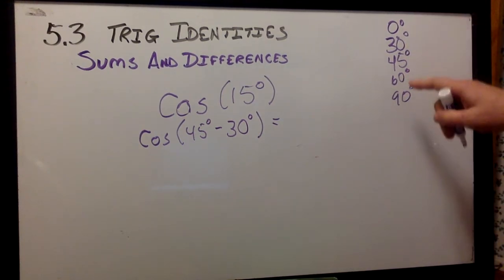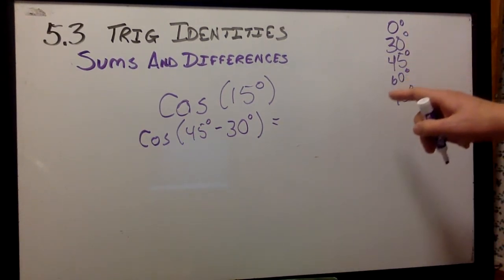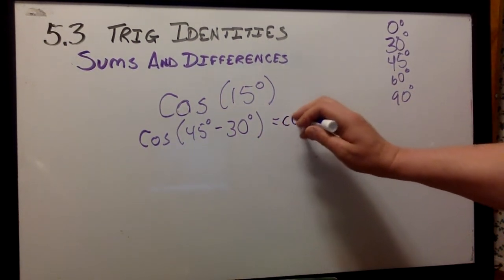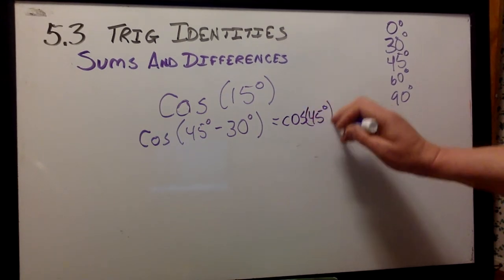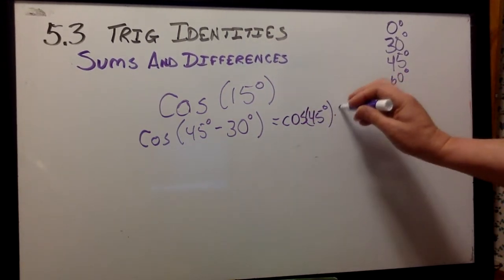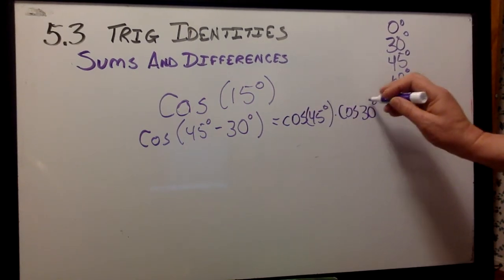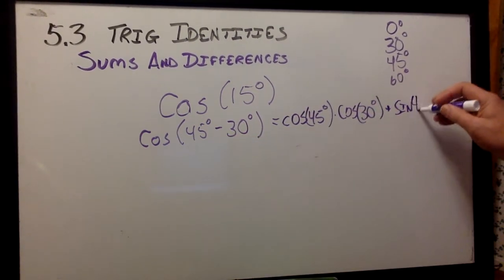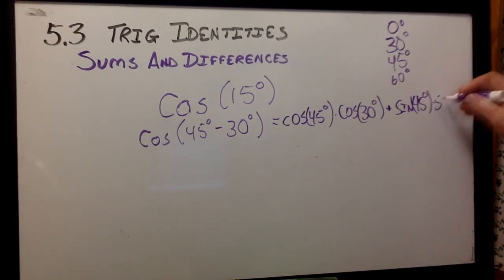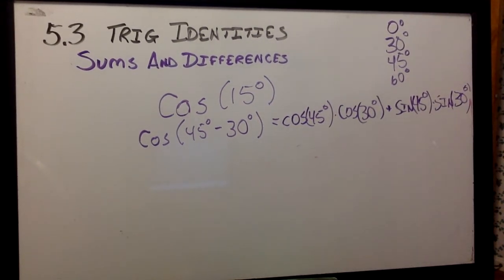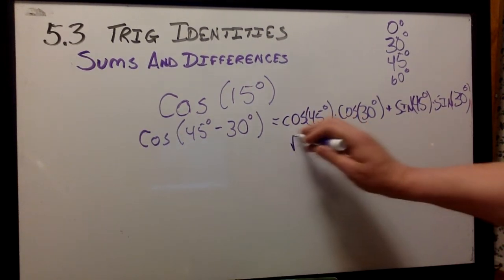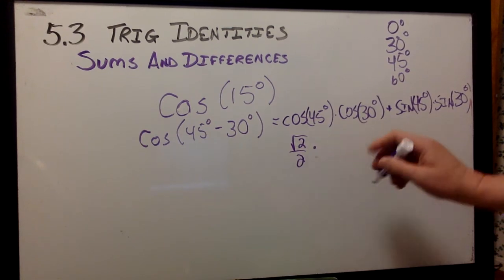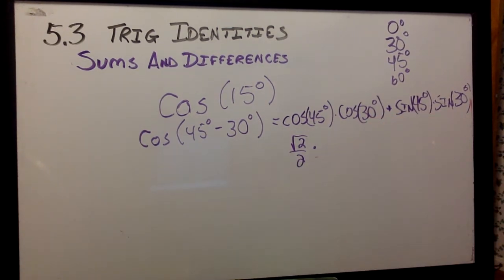There's not many of these you can do, actually, if you think about it. So that is equal to the cosine of 45 degrees times the cosine of 30 degrees. Remember, cosine is opposite, so now it's plus the sine of 45 degrees times the sine of 30 degrees. Did you get the 30 on there? Yep. From our chart, this is the square root of 2 over 2 times the cosine of 30.